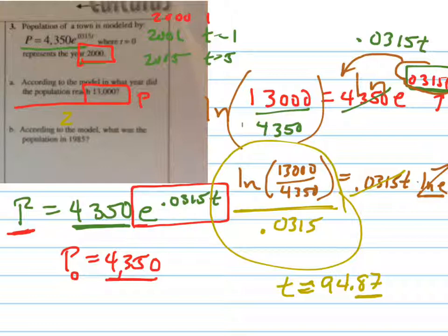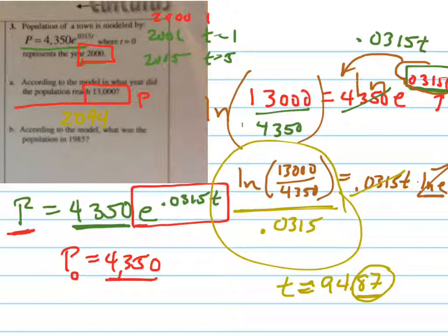So 2094. In the year 2094, toward the end of the year. They may even specifically ask you, was it toward the end of the year or toward the beginning? And because this is 0.87, it actually reached 13,000 toward the end of the year.